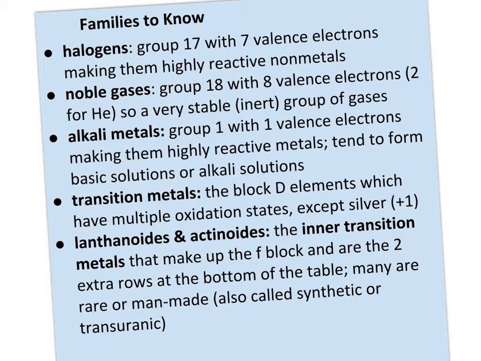The transition metals are all the D block, and technically the F block too. But we tend to call them transition and intertransition metals, with transition metals meaning the D block elements, which have multiple oxidation states except for silver. And then the intertransition are those 2 rows at the bottom, and each row has a name, the lanthanoids and the actinoids, and they make up the F block. And most of those elements down there are either really rare or they're man-made, which are also called synthetic or transuranic elements. So that's a little introduction to your periodic table.